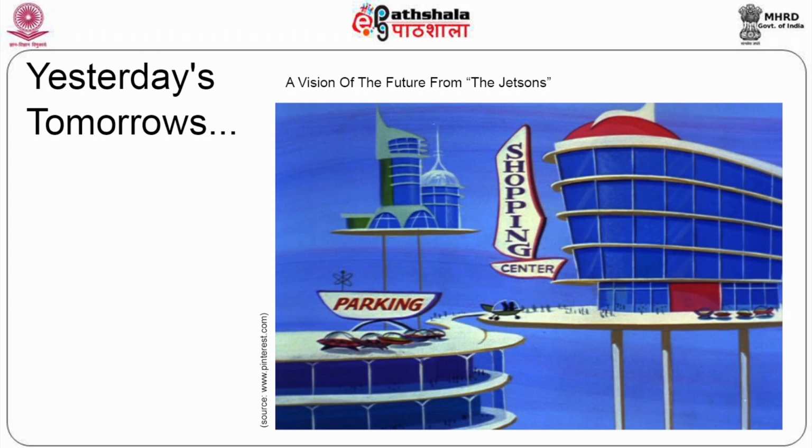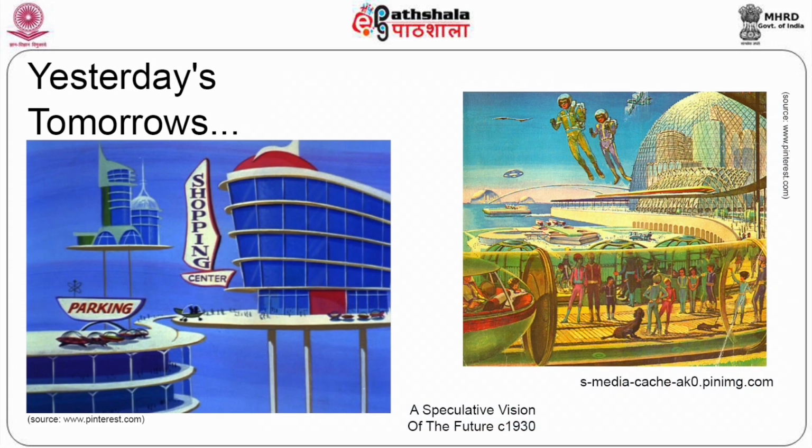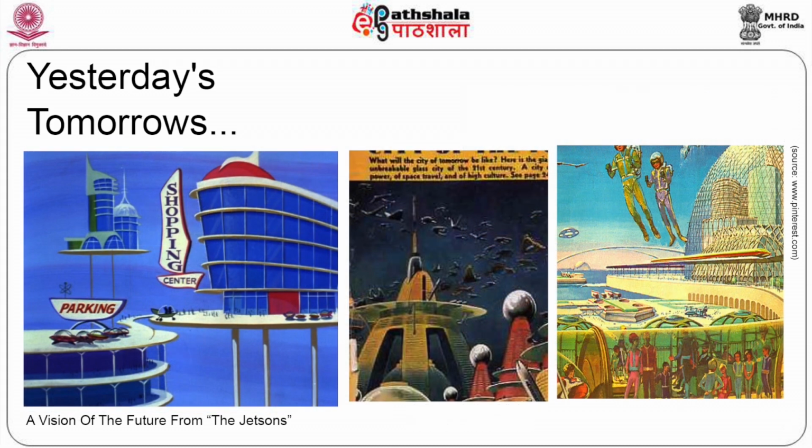When we look at some of the visions of the future that emerged from the past, for example, this is from the cartoon The Jetsons. This is what the animators thought that the city would look like, with flying cars and buildings in the sky on stilts, and people zooming around throughout their environments. This is a poster from the 1930s of people with jetpacks and living in geodesic domes, and also flying and walking through pneumatic tunnels.